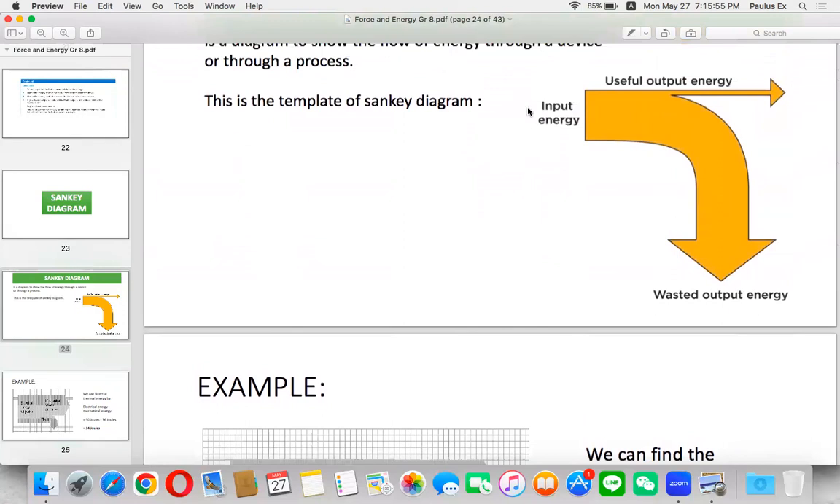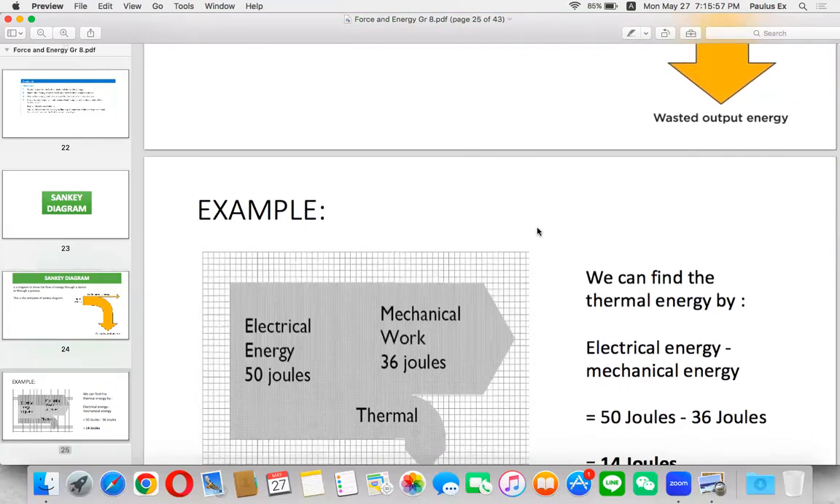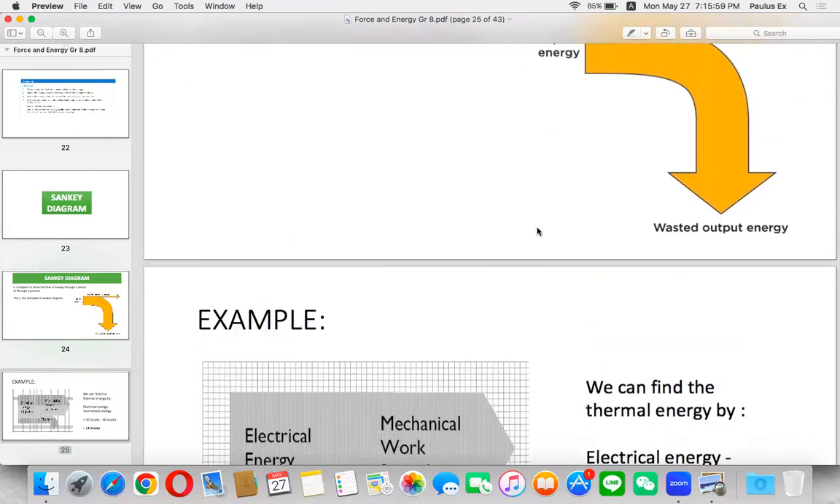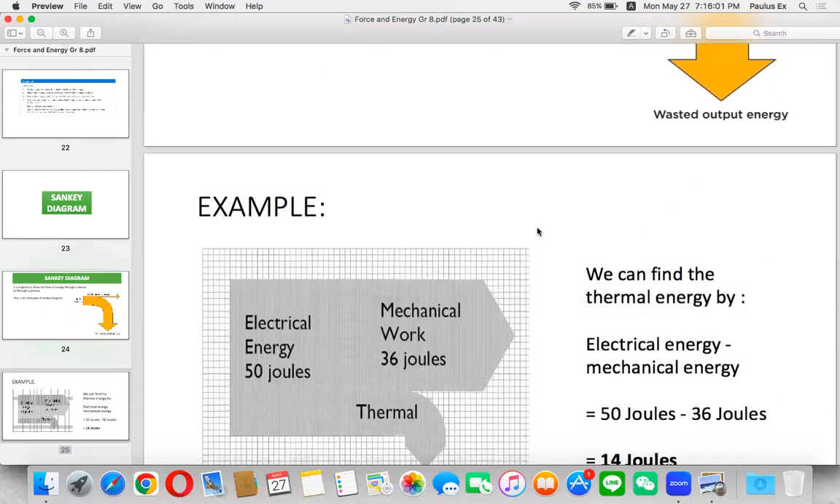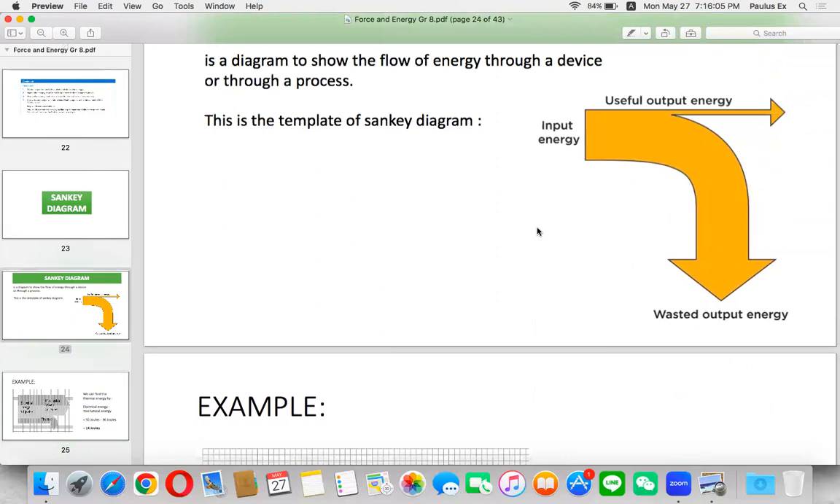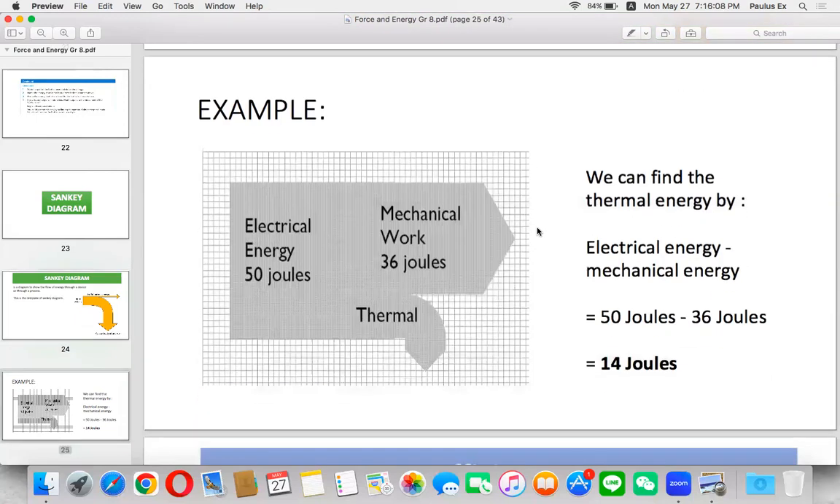Same as this, input and useful. Imagine electrical is the input, and then mechanical is the useful. So the formula is input minus output. Is it always minus, sir, never plus or something? Yeah, it is always minus because the input is always bigger than the output. That's why we have to subtract the smaller from the bigger.